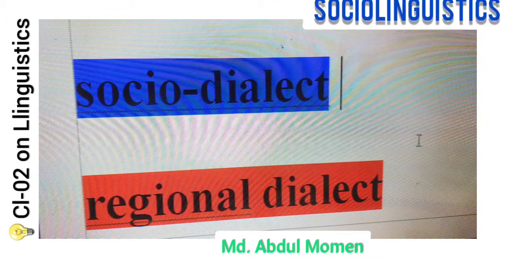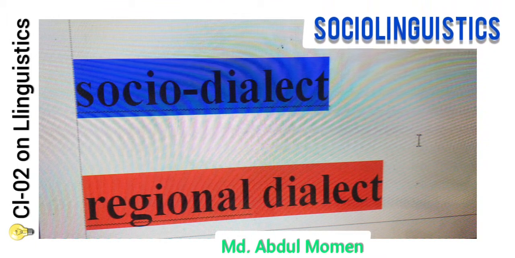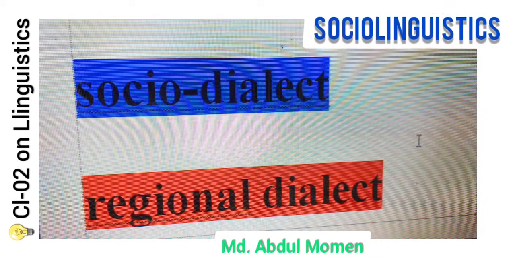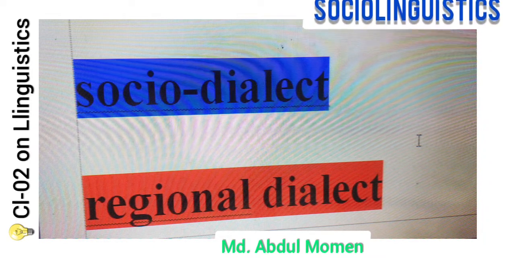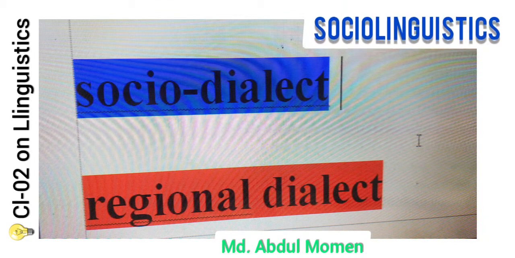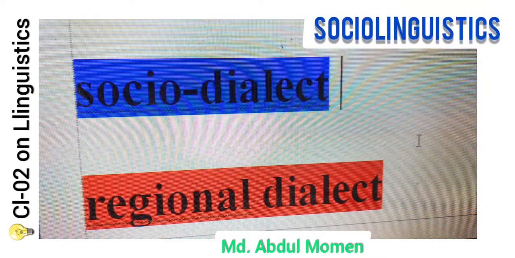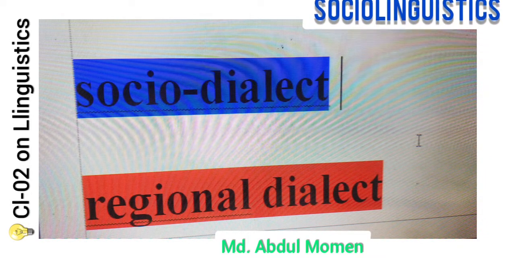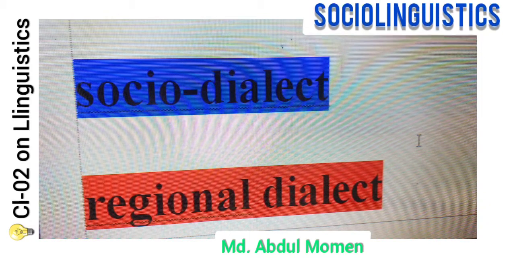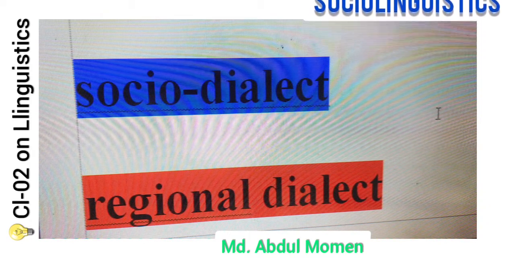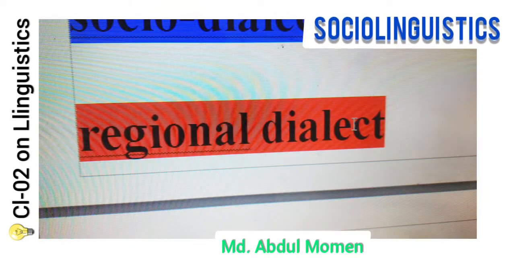Second is regional dialect. A regional dialect is spoken by the inhabitants of a particular region, territory, or geographical area. It is again different from other dialects by its own accent, vocabulary, grammar, and the like. For example, the dialect of Mymensingh, the dialect of Dhaka, the dialect of Dinajpur, the dialect of Noakhali. So it varies from place to place. This is called regional dialect.